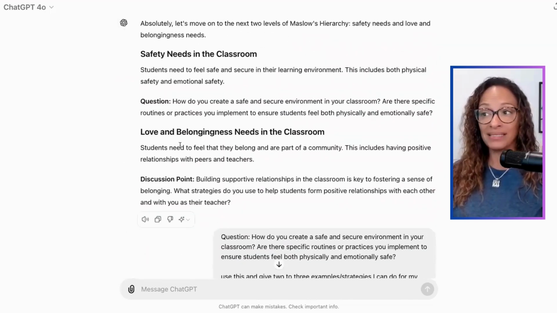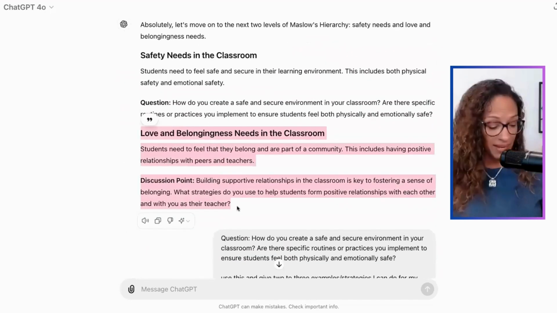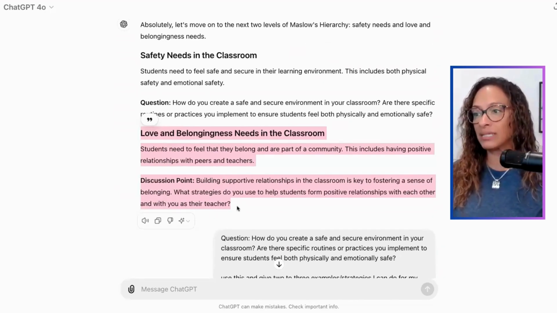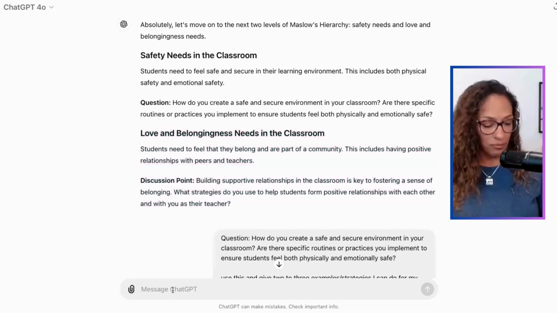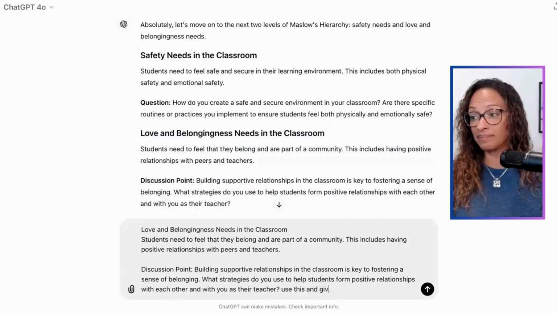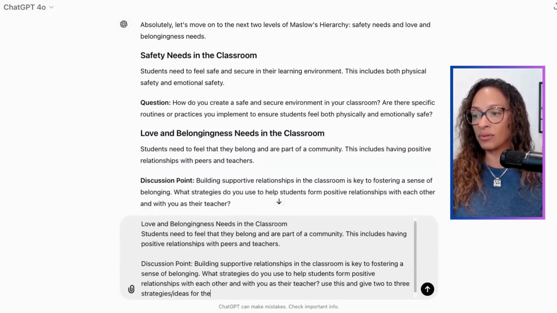And then we can go back to this one and we can say, give me, let's read it. Building supportive relationships in the classroom is key to fostering a sense of belonging. We can throw this back in, use this, and give me two to three strategies, ideas for the beginning of the school year. Now, I'm aware that this could still be a lot.